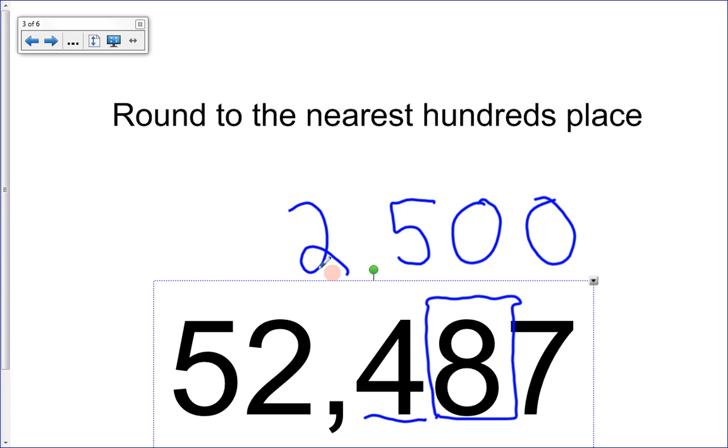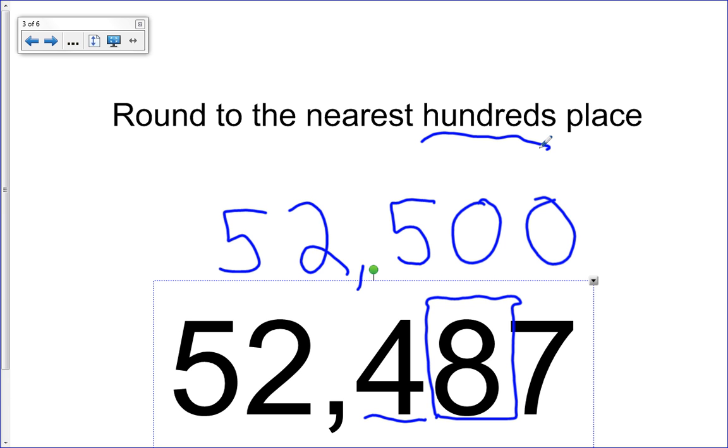This 2 is going to stay the same. This 5 is going to stay the same. So we end up with 52,500. Like Mr. Stevens said on the last slide, 52,487 is closer to 52,500 than it is to 52,400. And since we are rounding to the nearest hundred, that's actually what we were trying to figure out.